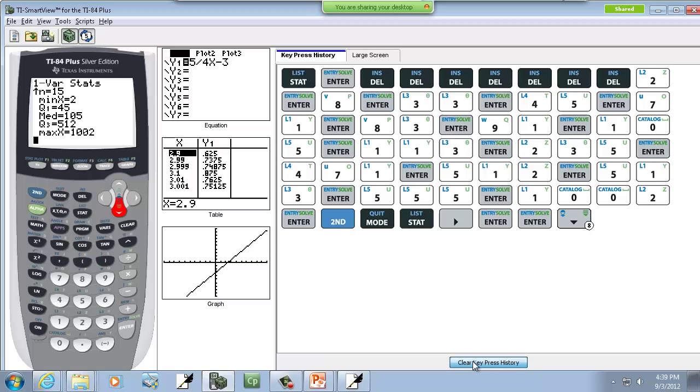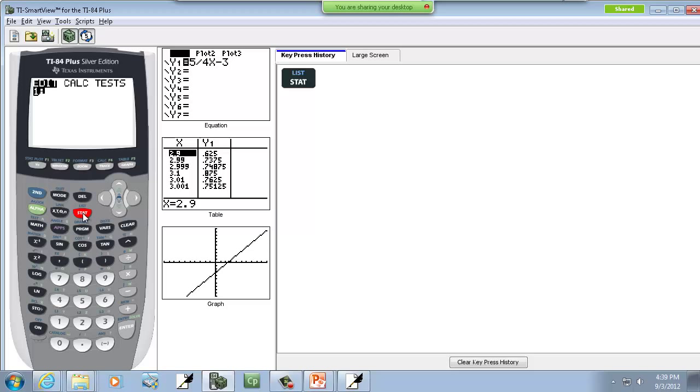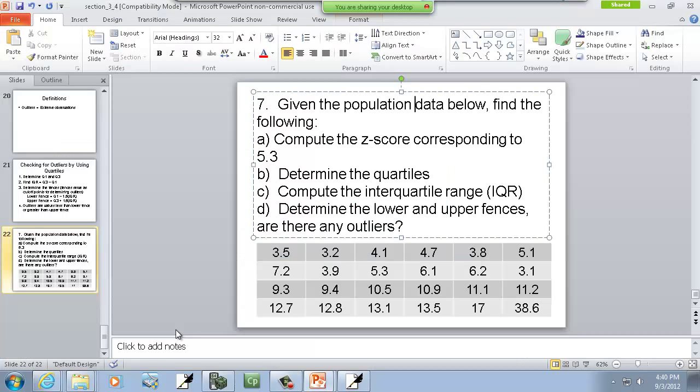So I go in my edit. So I go stat and edit. I'm going to press my up arrow and I'll press clear and then enter. Clear out the list very quick. Let me type those numbers in.